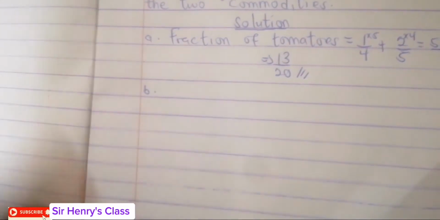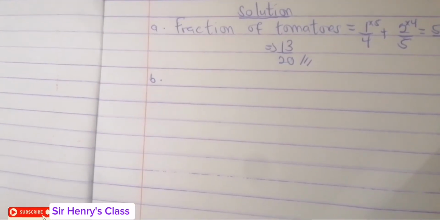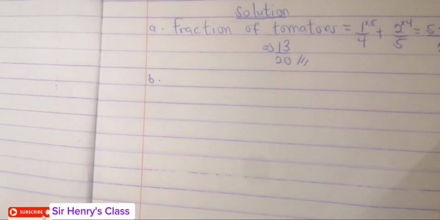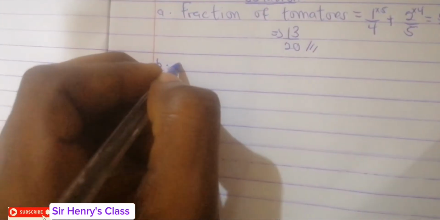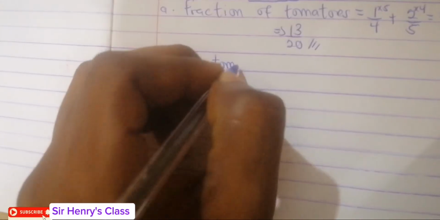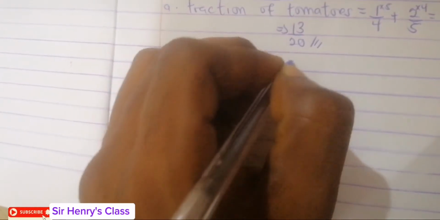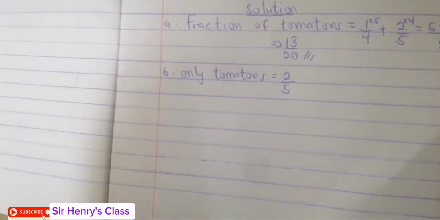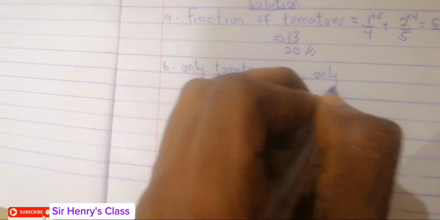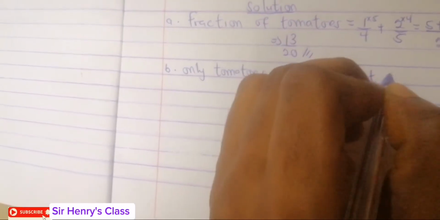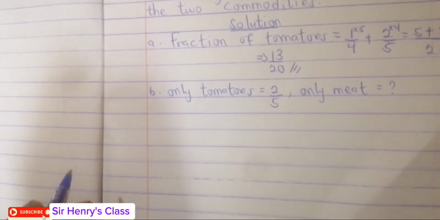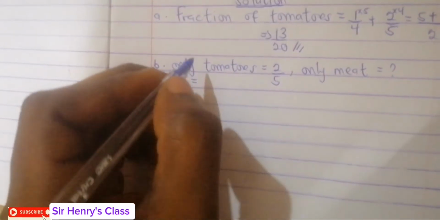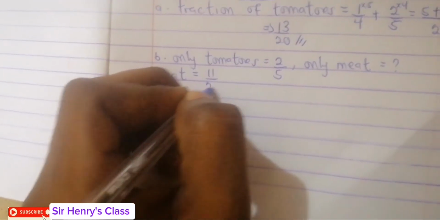Now B says, what fraction of traders sell only one item? Now we know only tomatoes to be 2/5, as it was stated in the question. Now we don't know only meat. Only meat was not stated, but meat was stated. Traders who sell meat, and the fraction was 11/20.